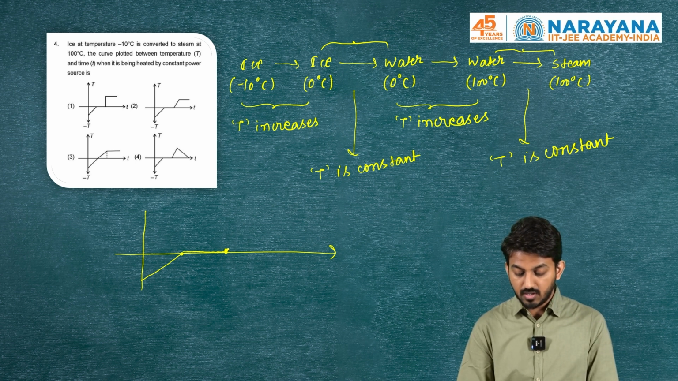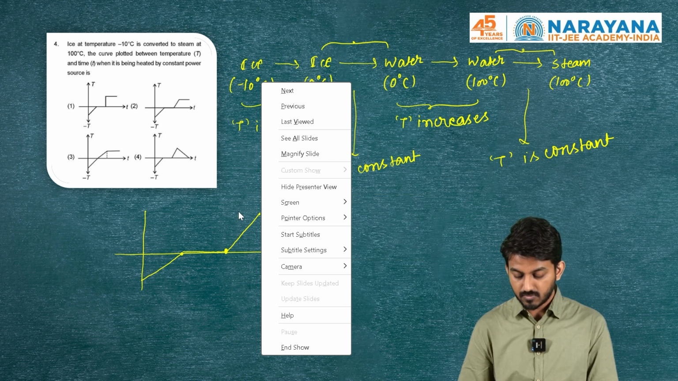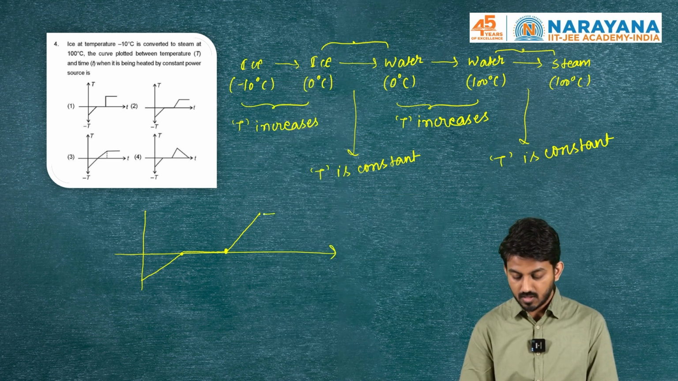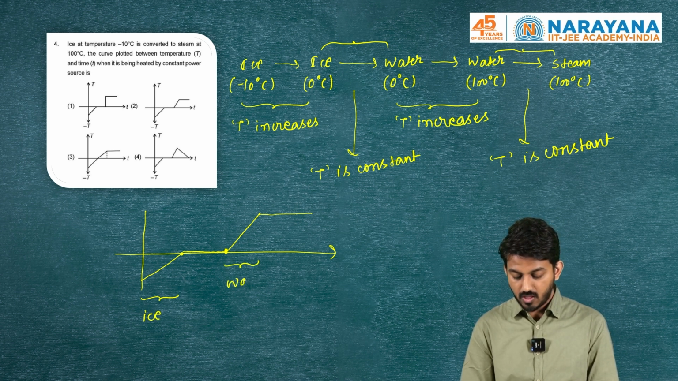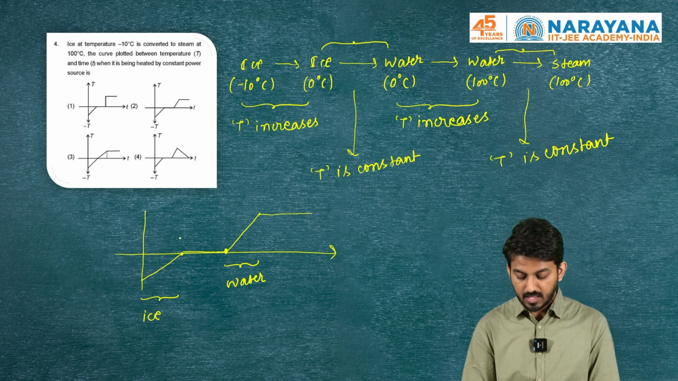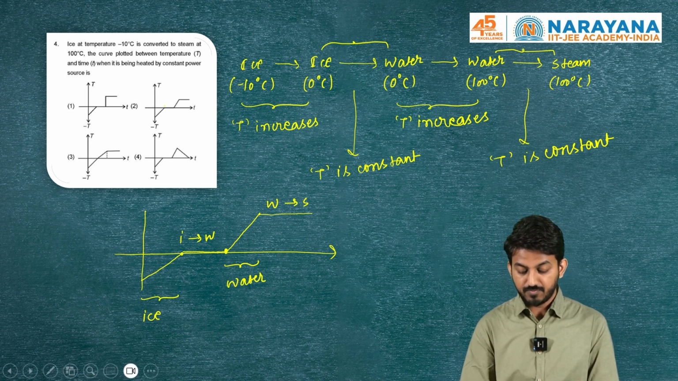Then water starts to heat up, and again temperature becomes constant as it starts to convert to steam. So here we have ice, here we have water. Here ice is converting to water, here water is converting to steam. So in this case, our answer here is going to be option B, or the second option.